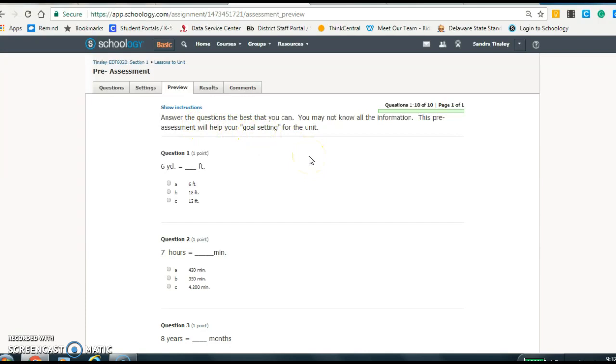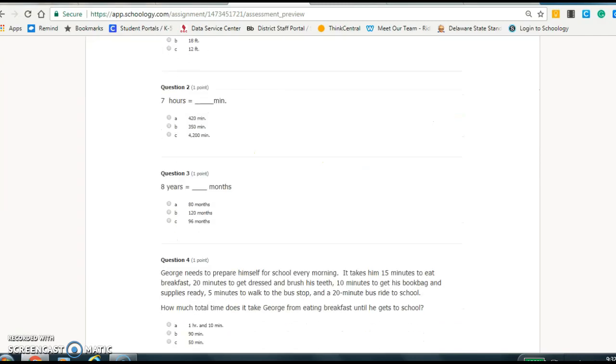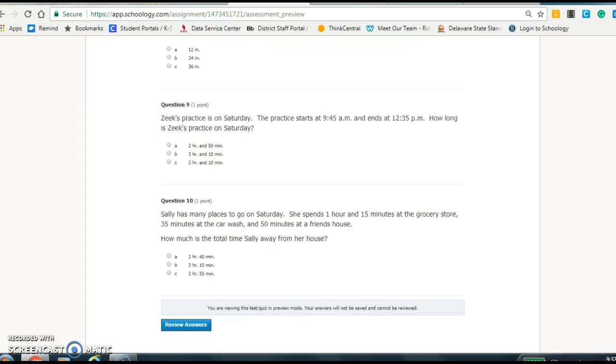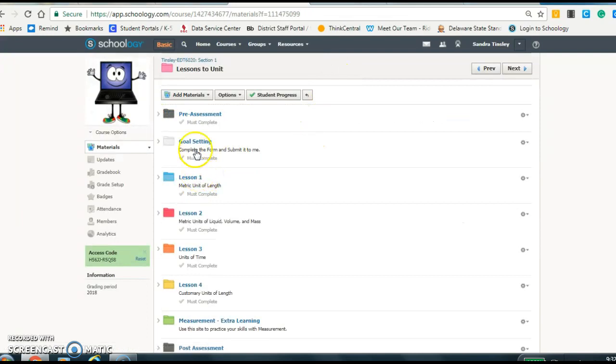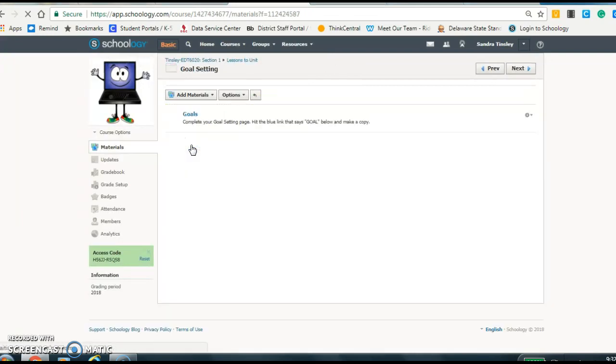This is a pre-assessment that will help you with your goal setting for the unit. I always tell the students that they might not know all the answers because it's the pre-assessment, and this is basically what they will be learning, and this will help them set up their goal setting page. So the next part is the goal setting.